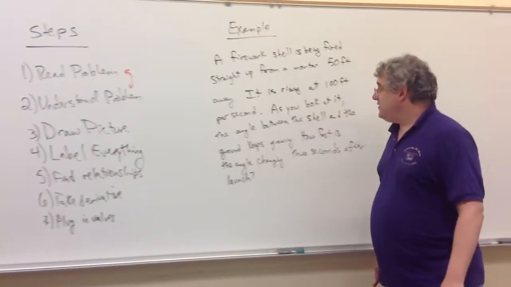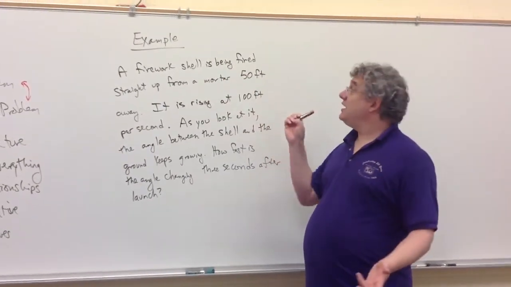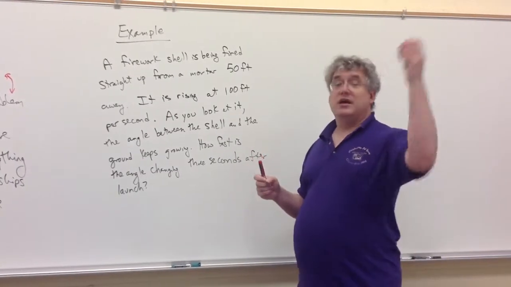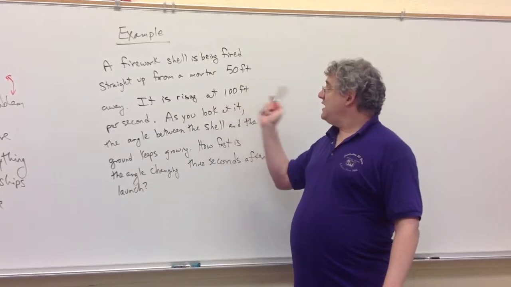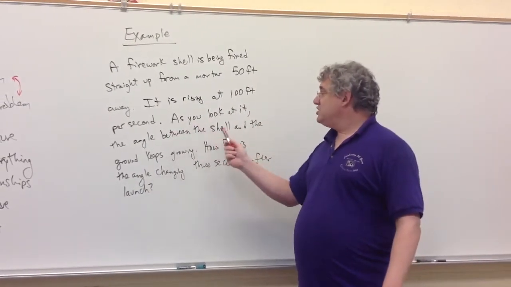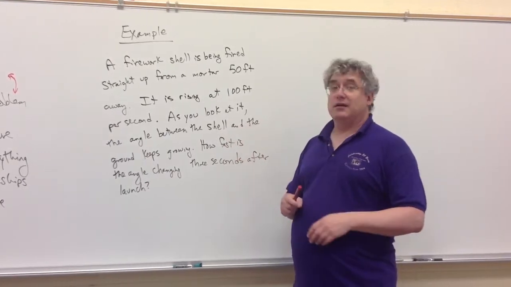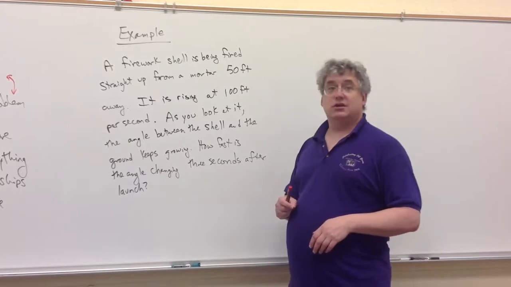I'll read it off, and then you can think about it. So a firework shell is being shot into the air. It's being fired straight up from a mortar. You're 50 feet away from the mortar. It is rising at 100 feet per second. As you look at it, the angle between the shell and the ground keeps growing. How fast is the angle changing 3 seconds after the launch?